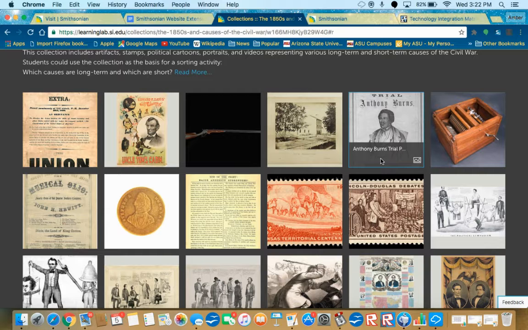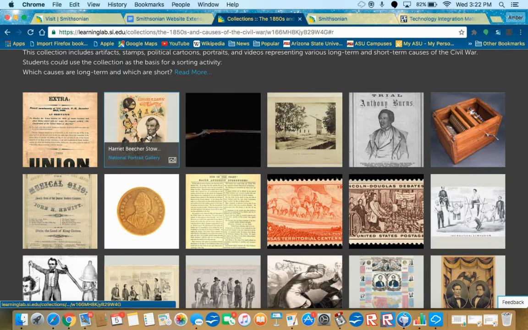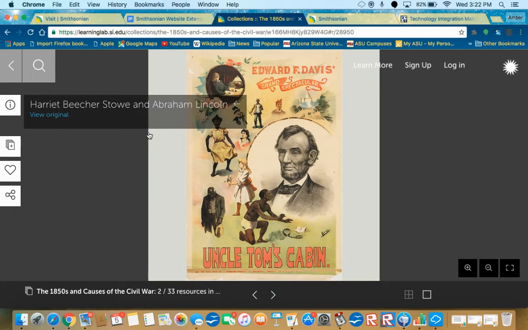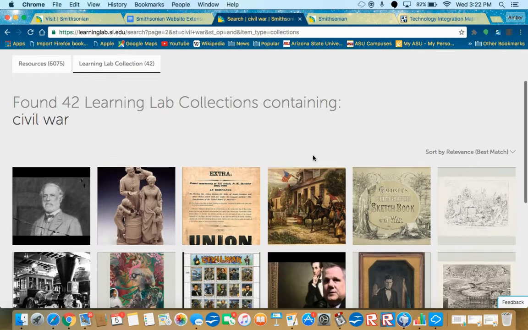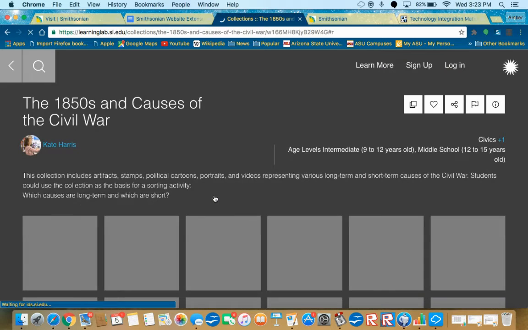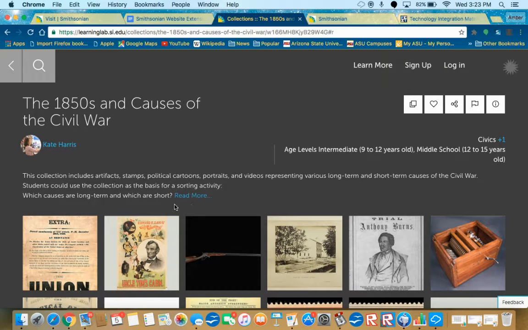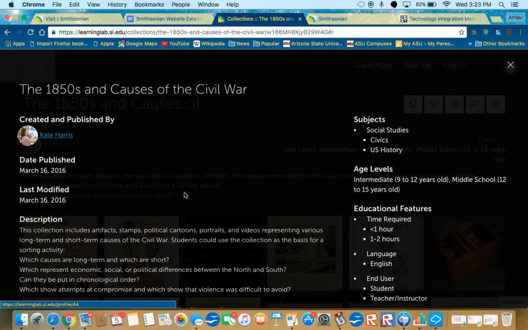Students could be in groups. They could look through the site and read about each picture. Just clicking on this one shows me one, and it can give me all kinds of information about this particular picture. If you click on this, and click on the read more here, it pulls up a whole bunch of ideas for activities using these sources.